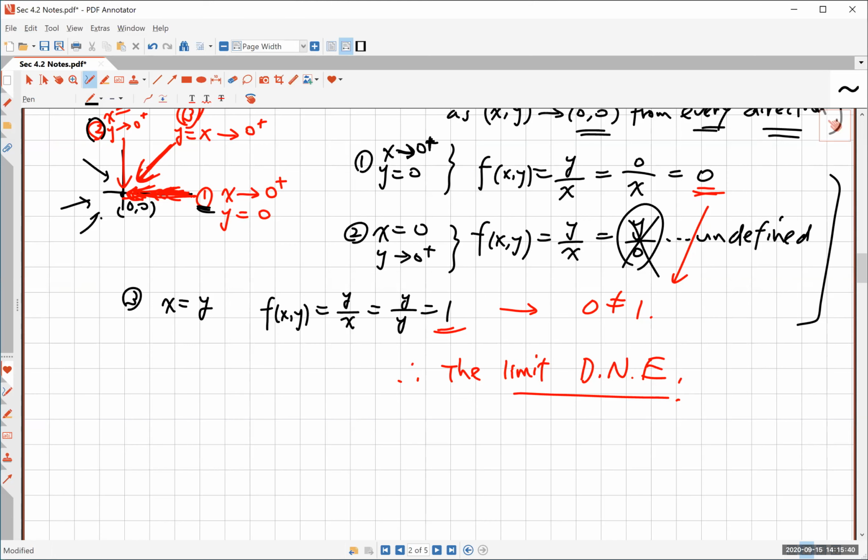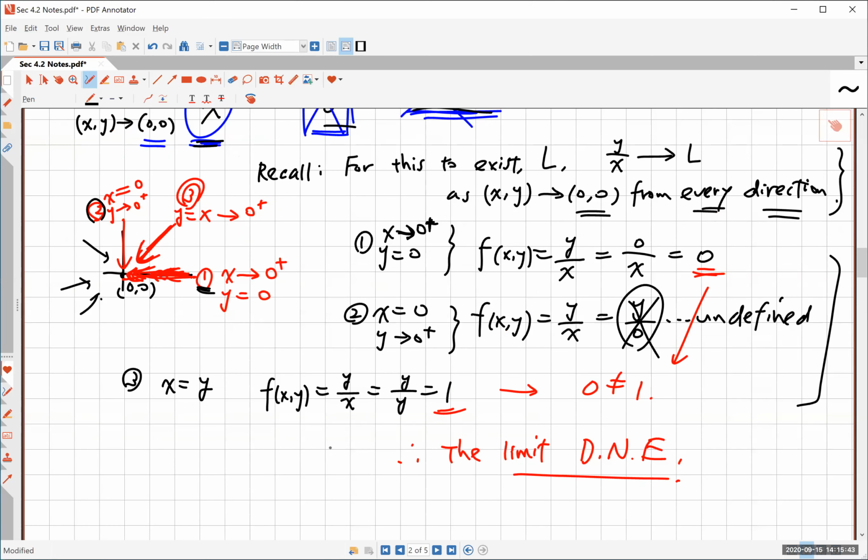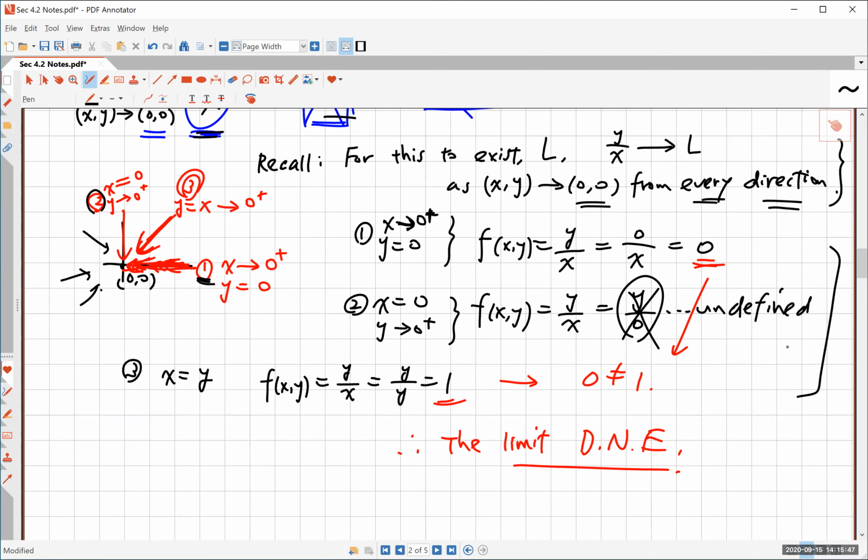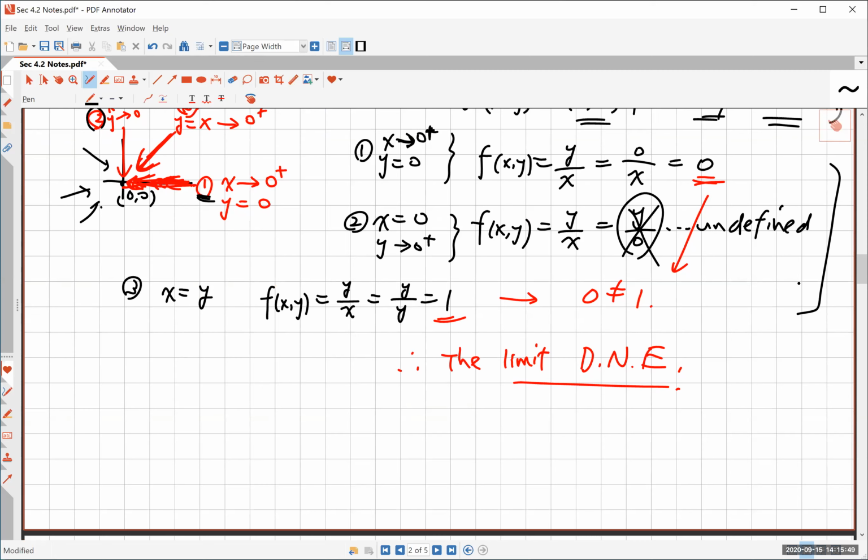You may be able to find other paths on which the limit is different from 0 or 1, but as long as you see two paths so that the limits are different, then you have shown that the limit does not exist. All right.